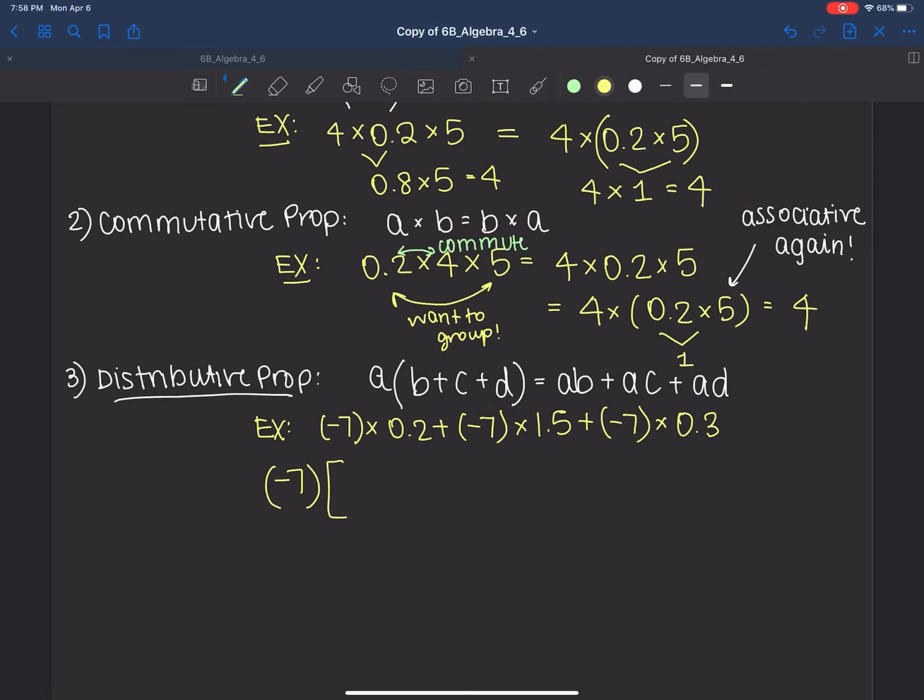And what's left over? Well, we look at each term and see what's left over after we take out the minus 7. We're going to get 0.2 plus 1.5 plus 0.3. I'm much happier just adding these numbers than doing all these multiplications and then adding possibly even uglier numbers. So now I'm going to add everything inside here. This actually just becomes 2. So minus 7 times 2, that's easy. We know how to do that. Minus 14. There we go.